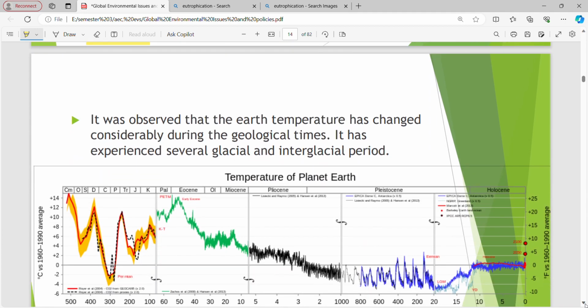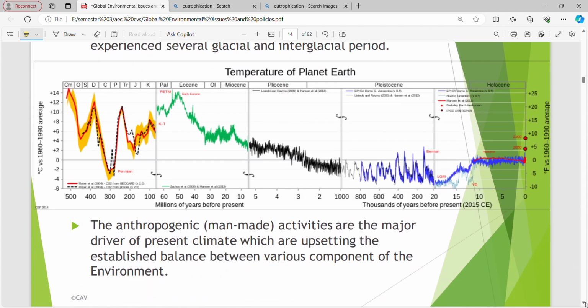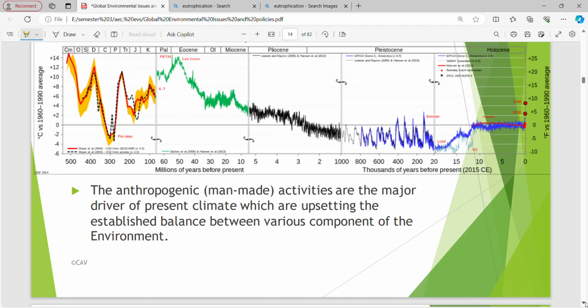It was observed that the earth's temperature has changed considerably during geological times. It has experienced several glacial and interglacial periods. Have a check on this graph, diagram. So anthropogenic, that is man-made activities, are the major driver of present climate change, which are upsetting the established balance between various components of the environment.